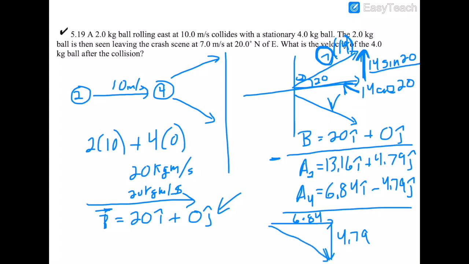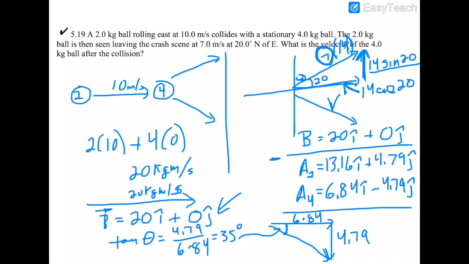So I can figure out this angle. I can figure out the angle by doing tangent of that angle is 4.79 over 6.84. Remember, these are still momentum vectors, so that's important. But I can still find the angle that I need for my end of the problem by doing this. And if you figure that out, that angle was around 35 degrees.